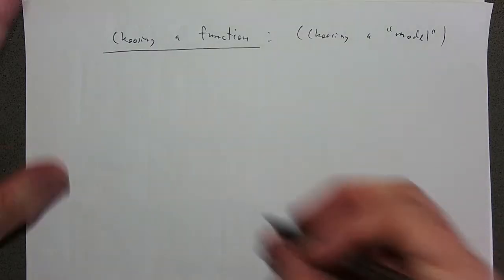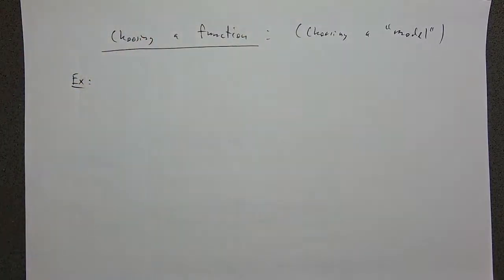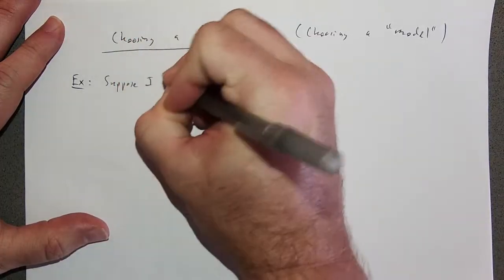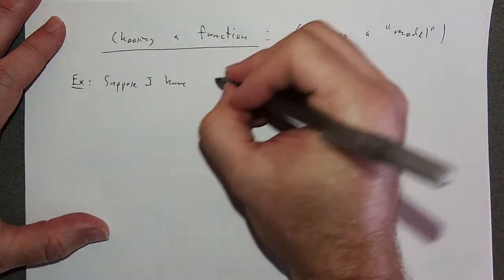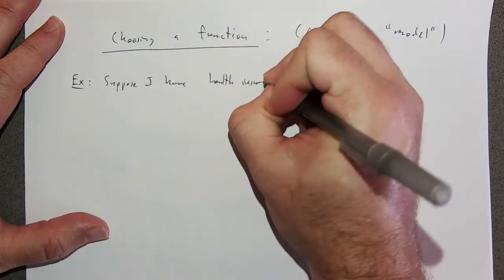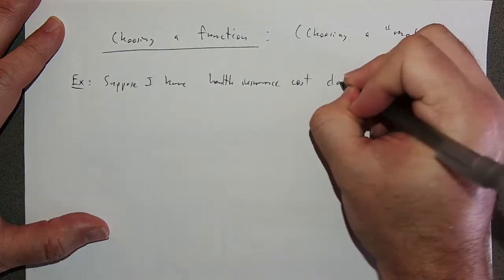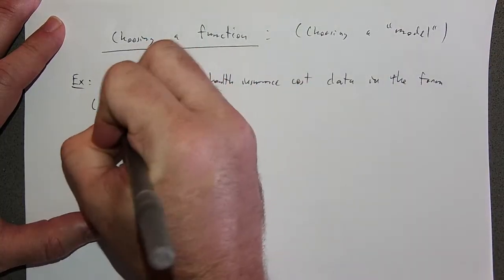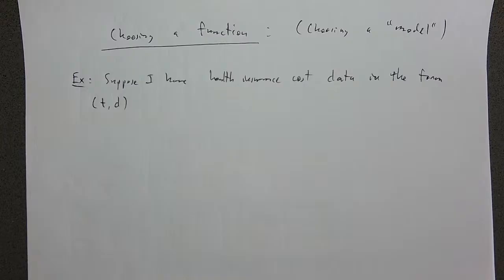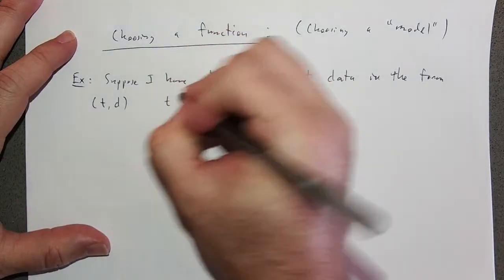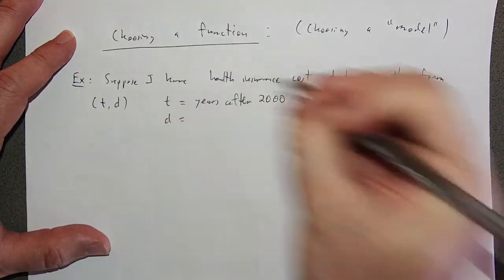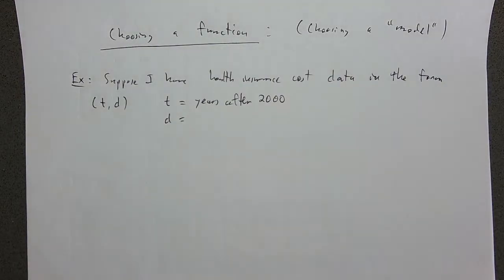So, here's an example. Suppose I have health insurance cost data in the form (T, D) as ordered pairs, where T is time, which will be years after the year 2000, and D is the average yearly cost taken over all individuals.